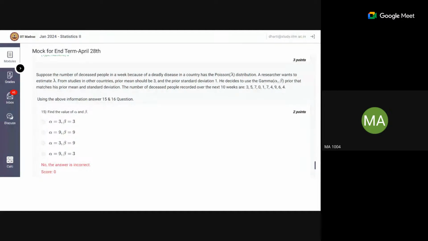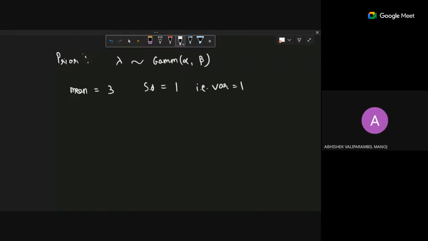Let me write it. For the gamma distribution, the mean is alpha by beta and the variance is alpha by beta squared. So the researcher has decided to take the prior distribution of lambda as gamma with alpha and beta, matching the mean 3 and the standard deviation 1, which means variance equal to 1. Did you get it now? He has taken the gamma distribution with alpha and beta to match this mean and this variance.